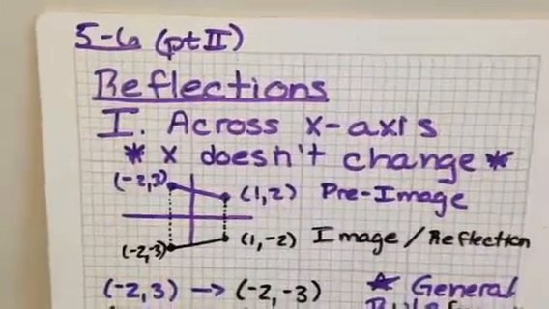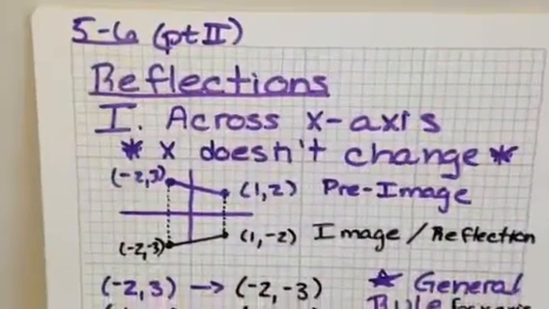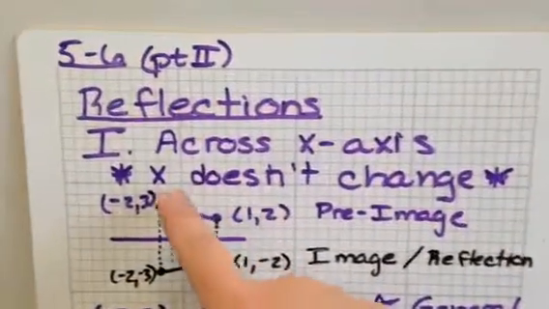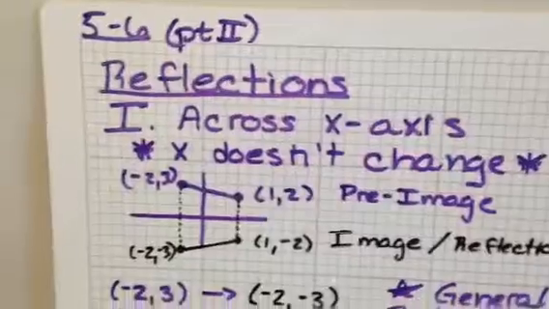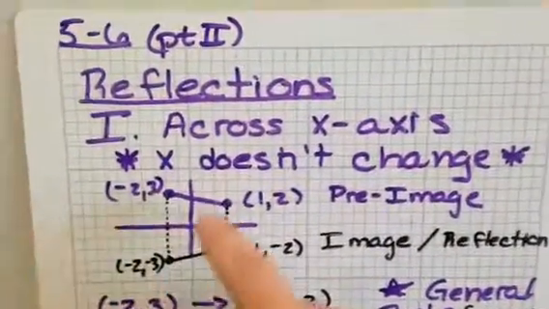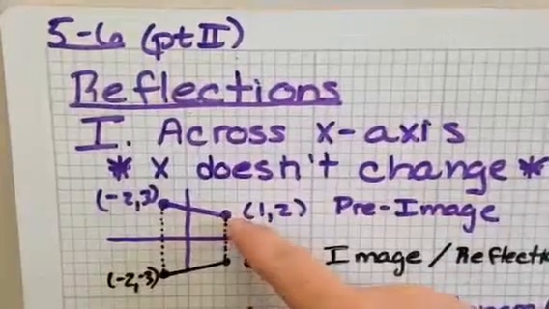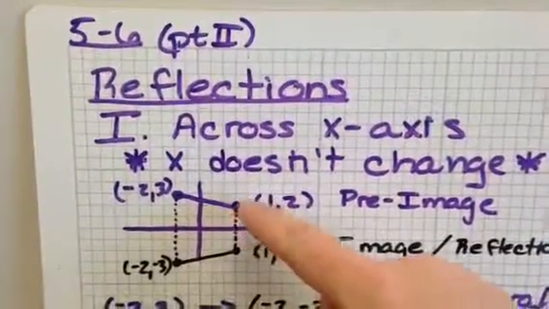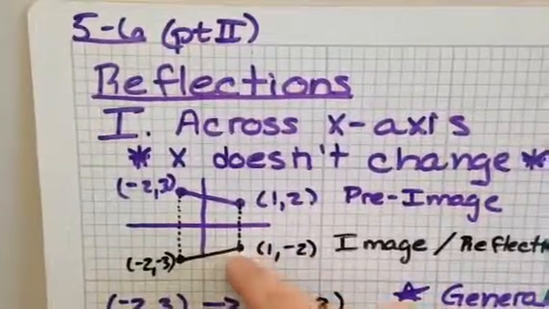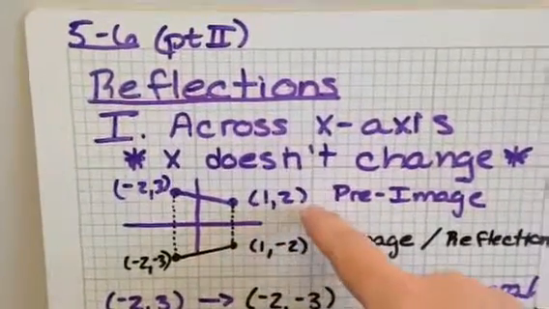5-6, Part 2, we're looking at reflections. We can reflect across the x-axis, and if we do that, the x value of our points do not change. So the x-axis right here acts just like a mirror, and so if we take this point here, which is 1, 2, and we reflect it down, that just means bring it down to the line, and then keep going down the same amount on the other side, you get your pre-image.